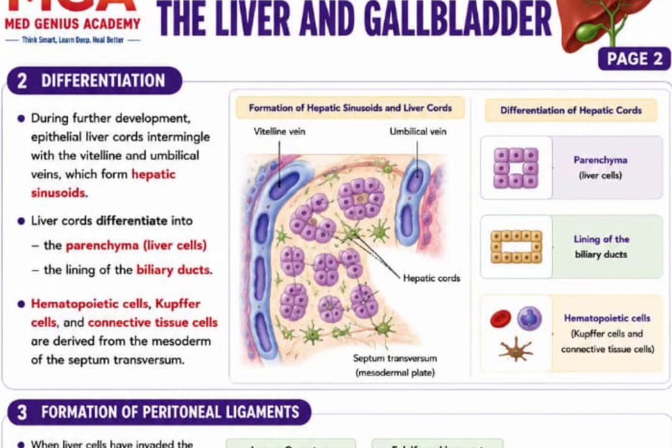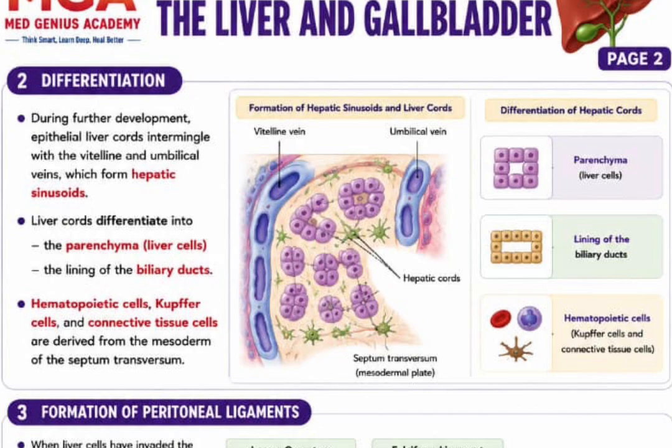So the hematopoietic cells become our blood cells. The Kupffer cells become the macrophages. You get it now? The connective tissue cells help to put the liver in place. Are you getting it now? So all these cells we say are from the mesoderm. But the liver is formed from the what? Endoderm. You get it now?